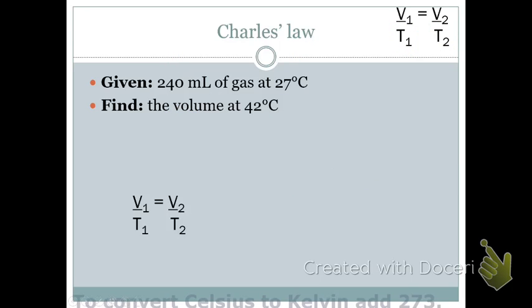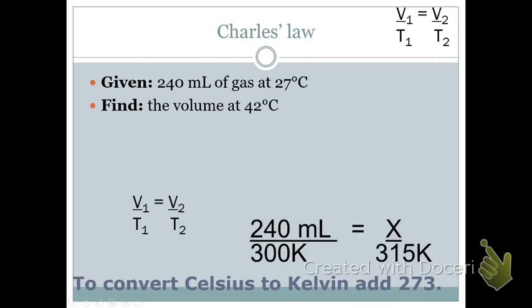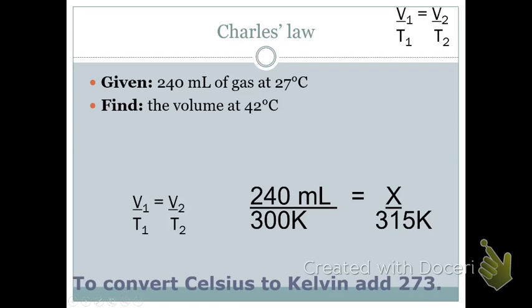So to set this up, we're going to have 240, which is my V1, over 300 K, which is my T1. My V2 is unknown, over my T2. Okay, so what happens when I cross multiply?